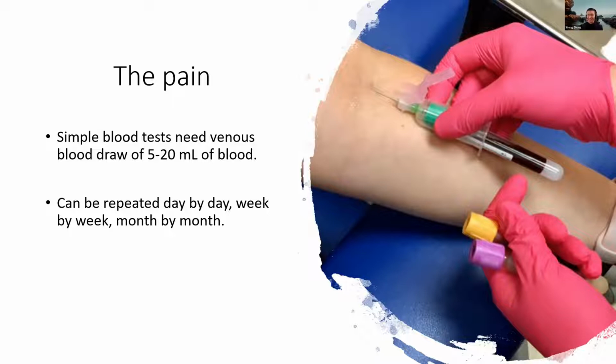When we say a pain in the startup field, we refer to the desperate need from society. And the desperate need is as follows. A simple blood test would require a puncture and a venous blood draw of usually 10 ml of blood. You may have experienced this. Sometimes it's not enough, and 2 or 3 draws are required.